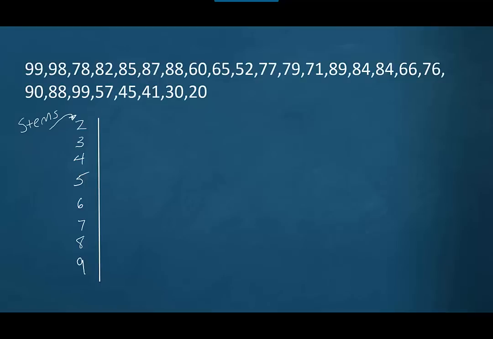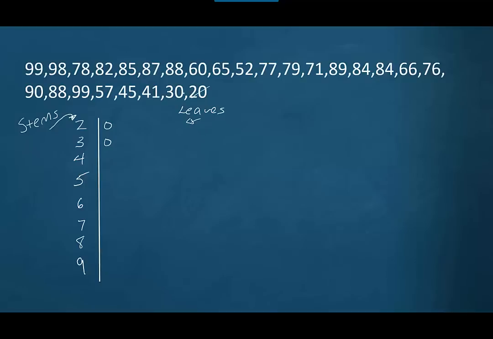The leaves will go on the other side. So the leaves here are going to be the ones place. So we look here to see where a 2 shows up. There's a 0. So this is 20. And then we have a 30. So it's going to be a 0. Look at your 40s. So we have a 41.